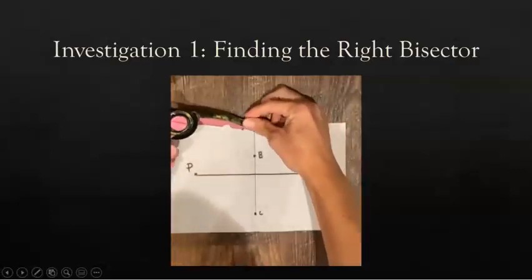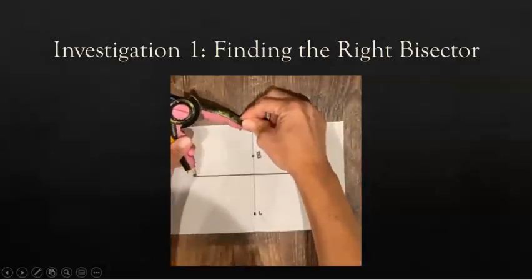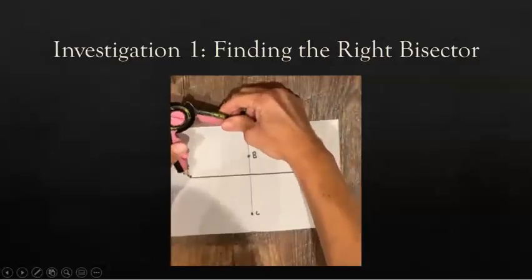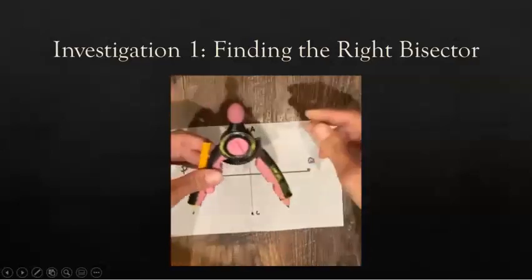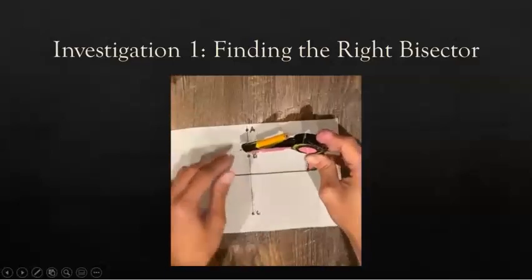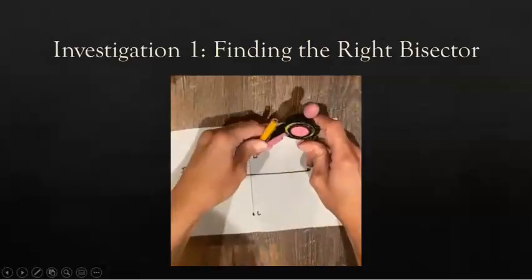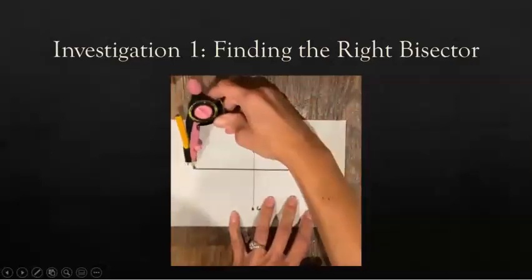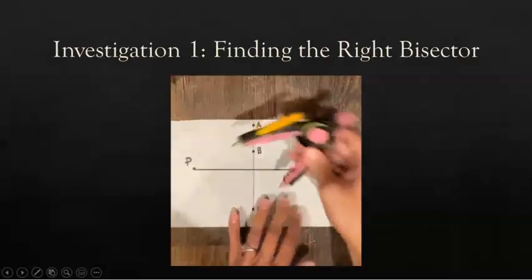So once you get your distance between P and A, it should be the same. So you keep your compass the same and then check to make sure it's the same between A and Q. Do the same between B and the endpoints Q and P. So once you set your compass, it should be the same. So again, any point on the perpendicular bisector will be an equal distance from the endpoints.